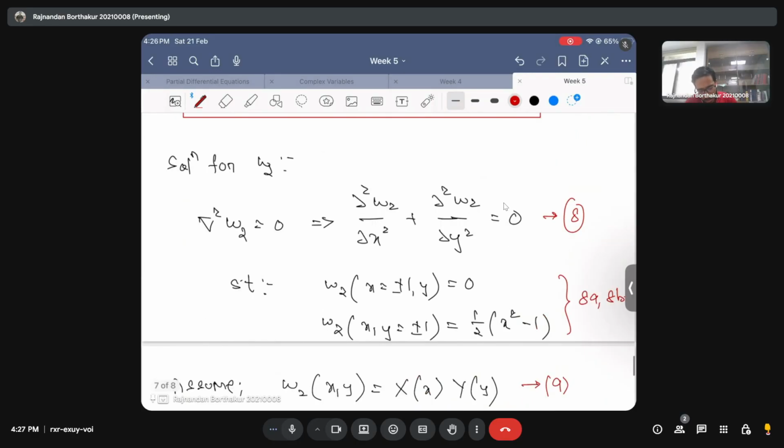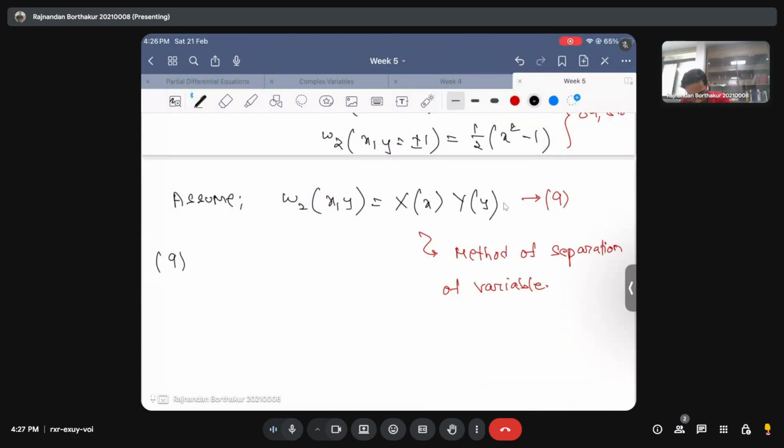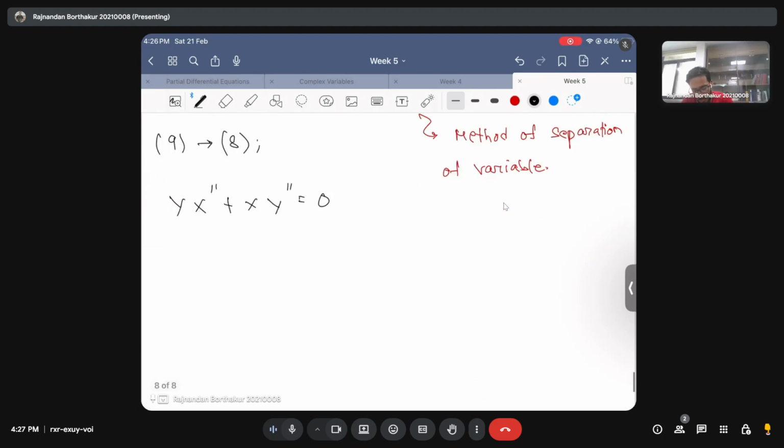Let's then try to substitute this form into this ODE. So I'll substitute equation 9 in equation 8, and when I do that, I get y times x double prime plus x times y double prime is equal to 0, where x double prime is just d2x by dx2, and similarly for y double prime. Then I'll divide this equation by xy, from which I get x double prime by x plus y double prime by y is equal to 0.